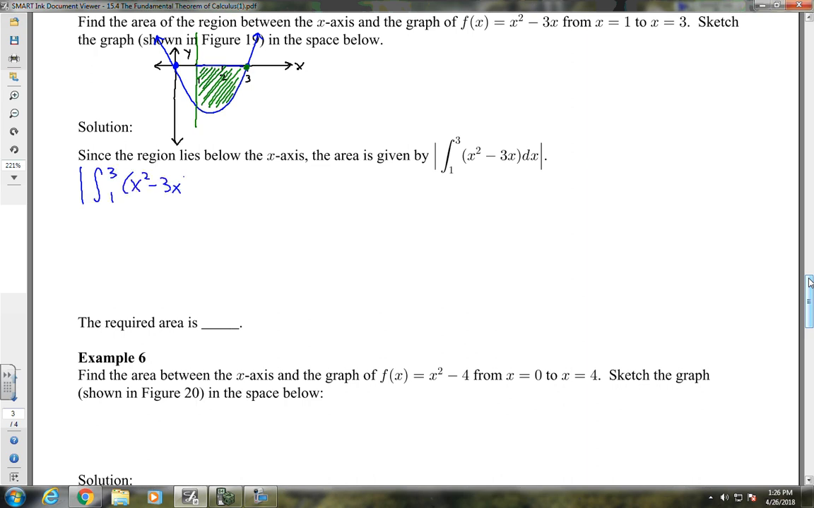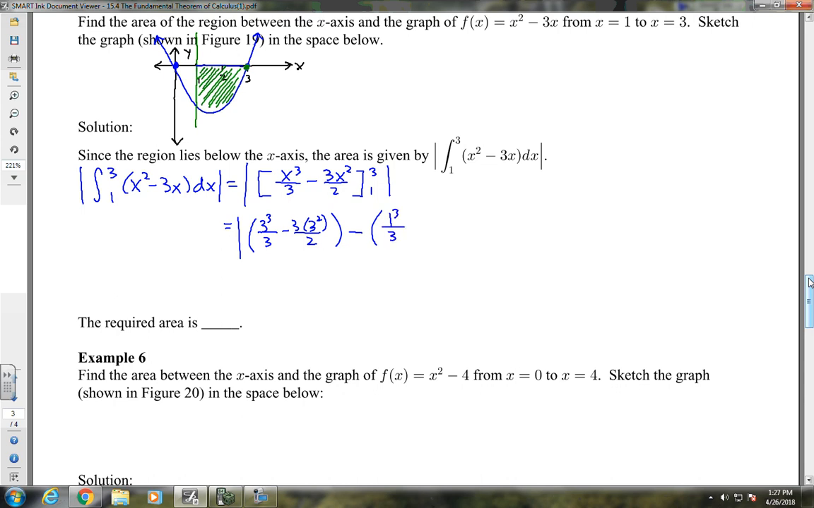No substitution is necessary on this problem. So we can go ahead and integrate term by term. The antiderivative of x squared is x cubed over 3. And the antiderivative of 3x is 3x squared over 2. And we need to run this from 1 to 3 using our fundamental theorem of calculus. So plugging in our upper limit for x, we have 3 cubed over 3 minus 3 times 3 squared over 2. There's our upper limit. We're going to subtract the antiderivative evaluated at the lower limit, which is 1. And then we'll find the absolute value of that.